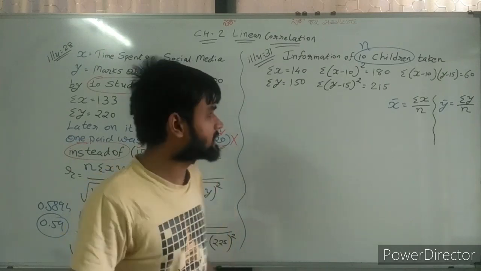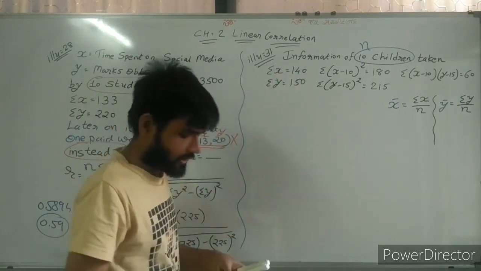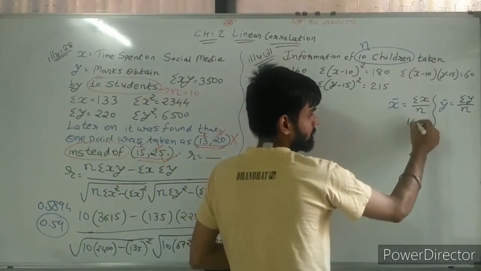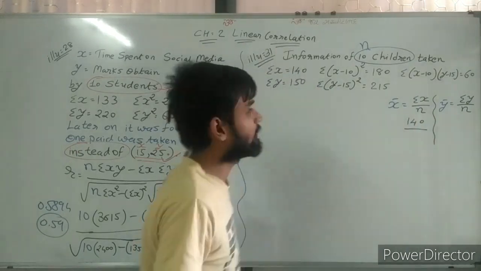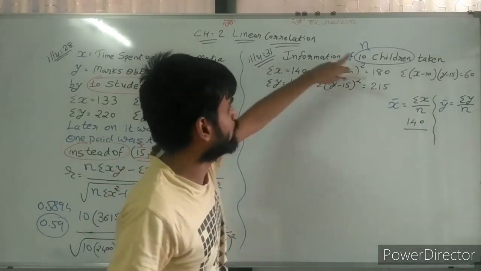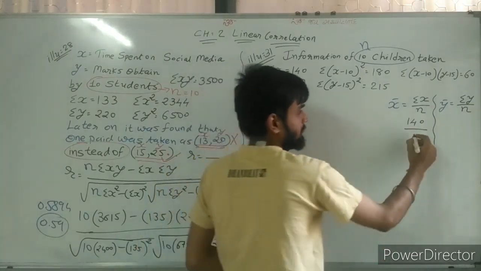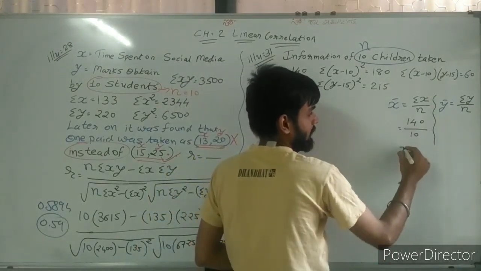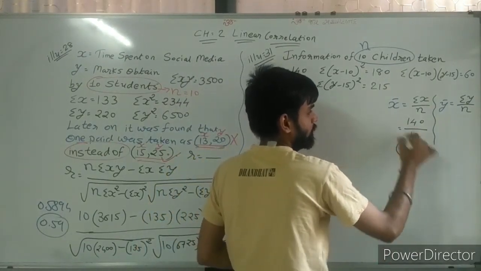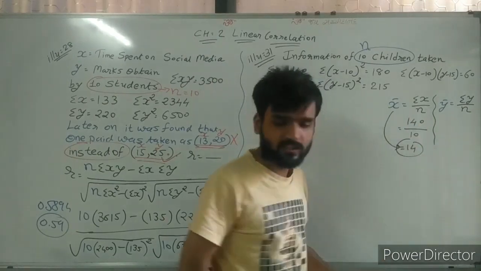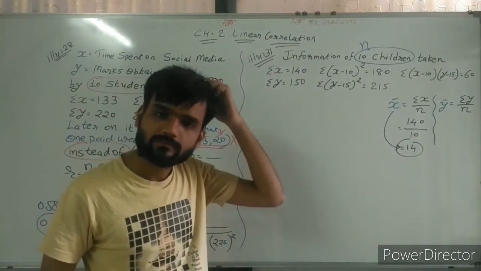So sigma x is equal to 140. Write down 140. N is equal to 10. So divide by 10, the answer is 14. So x bar is equal to 14.